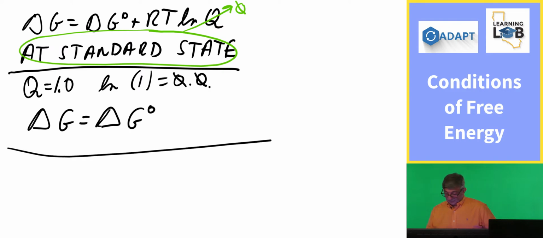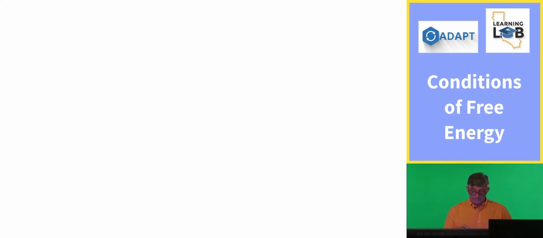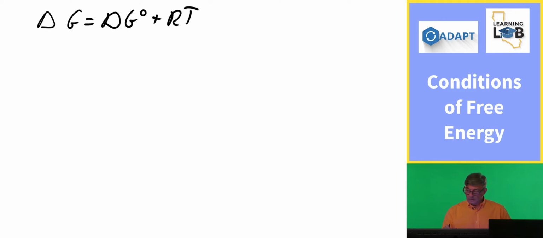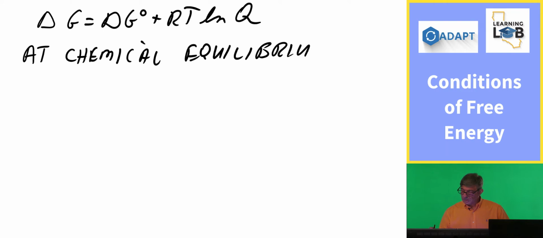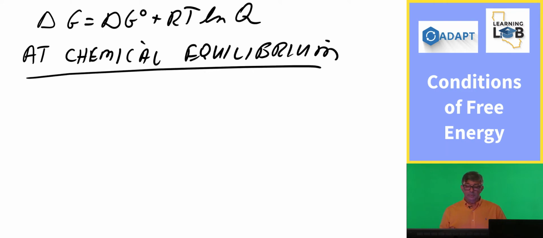The next condition we'd like to see is when we are at chemical equilibrium. So let's start off here. Once again, we have delta G equals delta G0 plus RT ln Q. And we're going to see how the terms in this expression relate to one another when we are at chemical equilibrium. Okay, so when we're at chemical equilibrium, delta G, the free energy, equals 0.